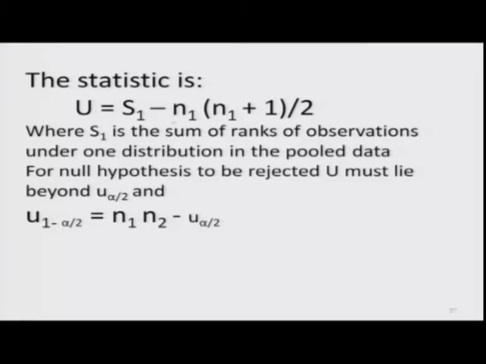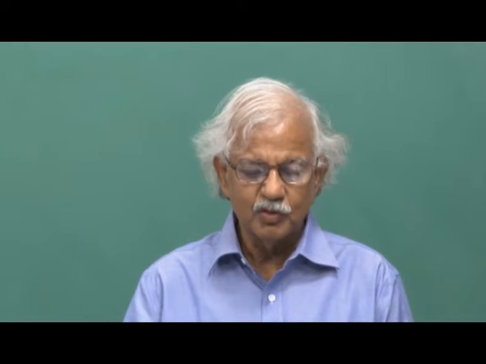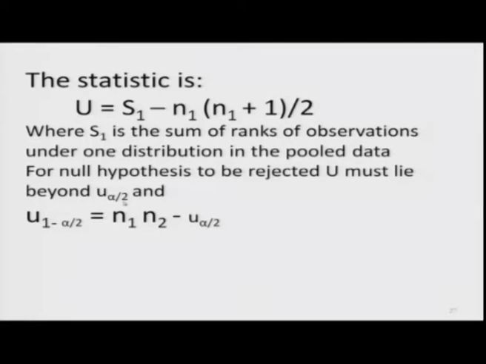What are those two values? One value will be U equal to this, and the other value will be N1 N2 minus U alpha by 2. If your calculated value lies between the two U alpha by 2 values, where alpha may be 0.05, you will look at U 0.025 in the table for N1 and N2; separate tables are prepared for U. This is the calculated value of U.